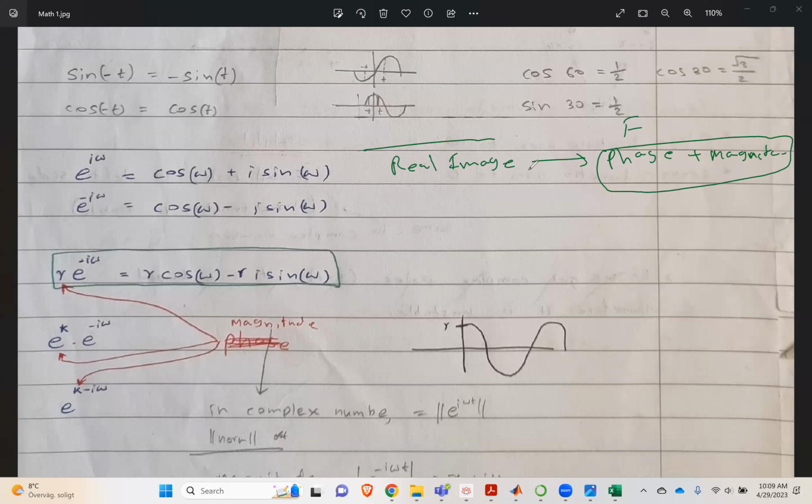In the real image, you have only the pixel values. Here, you have two parts. It's separable: the magnitude comes in here, and the phase value. This is the phase value here.